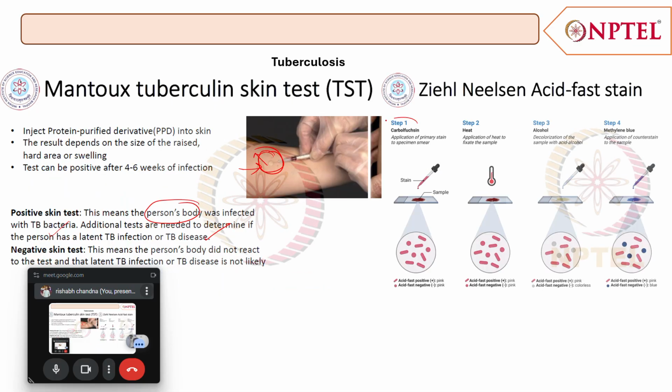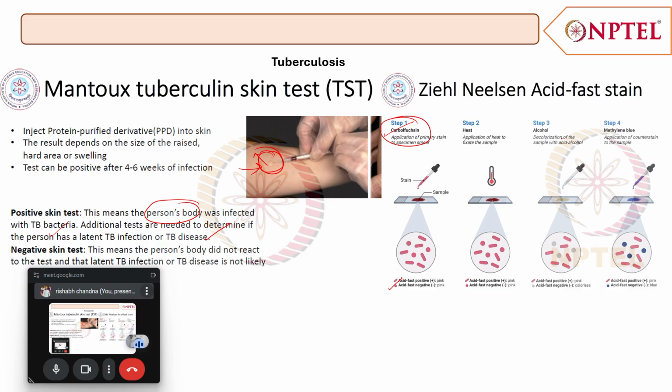Okay, so the first stain is the carbol fuchsin. In that case, what happens? The acid fast positive bacteria that react to this carbol fuchsin appear pink, while the acid fast negative bacteria also appear pink. Now we heat, so that the sample can actually be fixed as well as stained with the carbol fuchsin. In this case also both the bacteria appear pink.